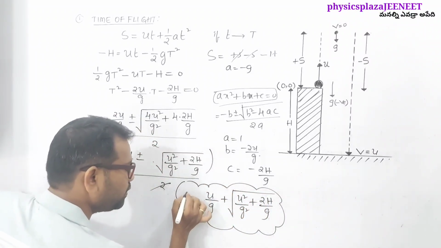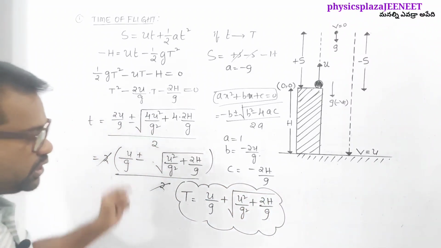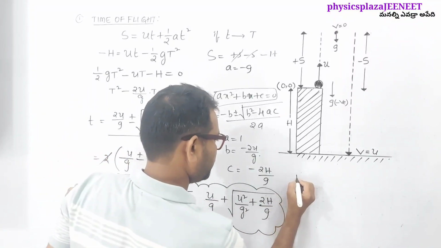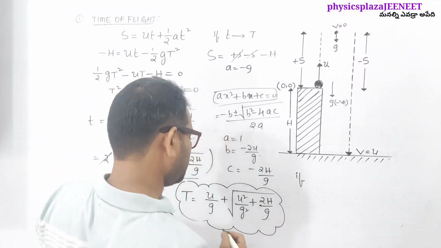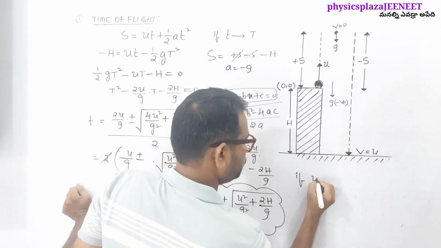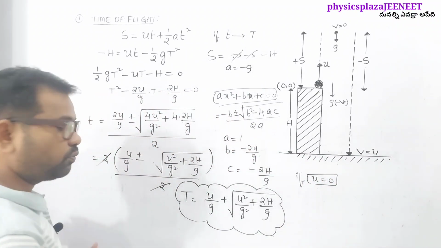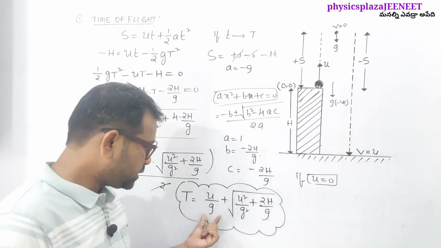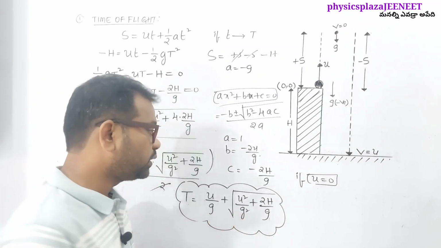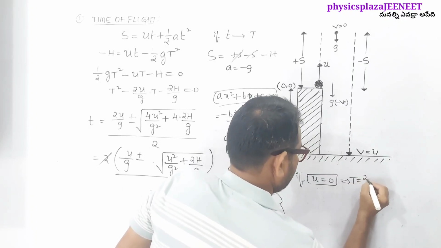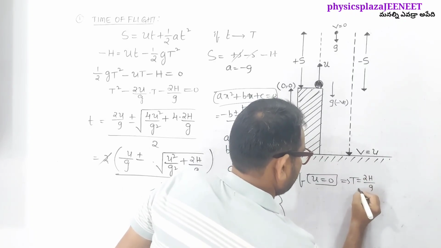Let me write time of flight. But children, here is one important point. Suppose u is equal to 0. What happens? Complete this term will be 0, this term will be 0. Then time of flight will be square root of 2h by g.